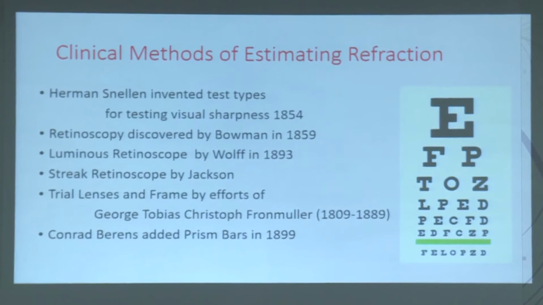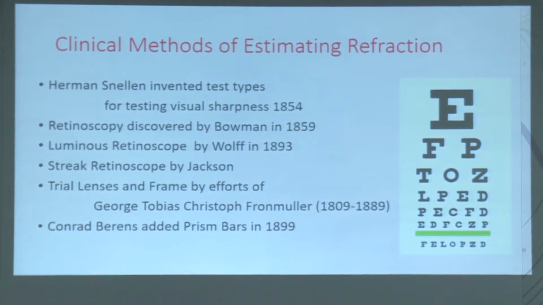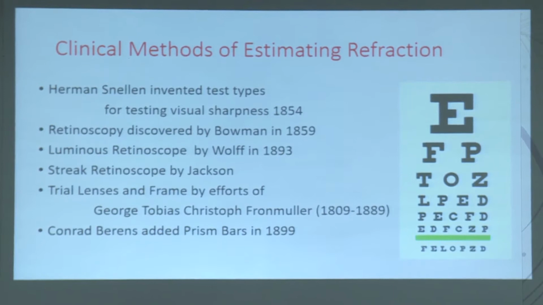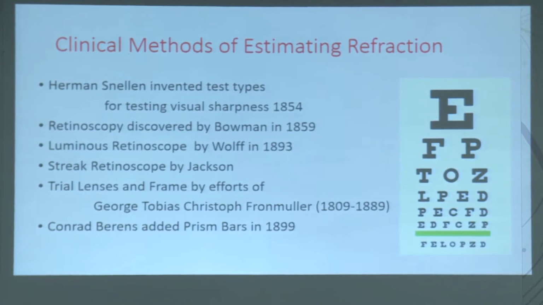Clinical methods of estimating refraction. Hermann Snellen, as everybody knows, invented test types for testing visual sharpness in 1854. Retinoscopy was discovered by Bowman in 1859. The luminous retinoscope by Wolf in 1893. The streak retinoscope by Jackson. The trial lenses and frames came through the efforts of George Tobias Christoph Fraunmüller. Conrad Burns added prism bars in 1899.